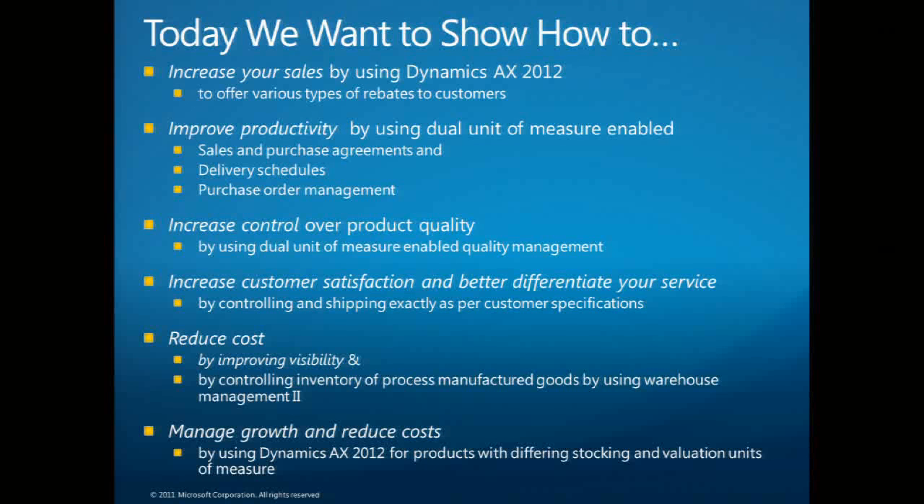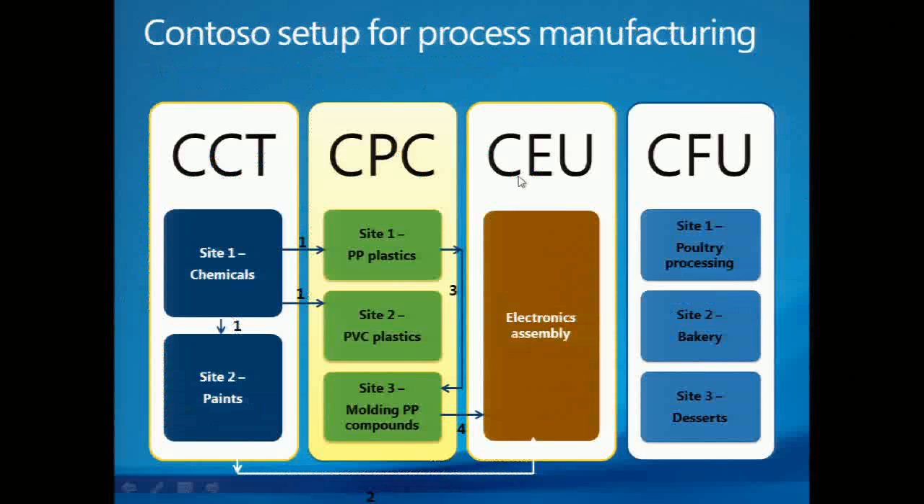How do you reduce cost? By improving visibility and controlling inventory of process manufactured goods through using warehouse management too. So basically, what this is saying is that we have integrated the process manufacturing functionality together with warehouse management too, and you can do all your inbound and outbound processes for process manufactured goods, whether they are catch weight controlled or not. Okay? And then manage growth and reduce costs by using Dynamics AX 2012 for products with differing valuation and stocking units of measure.